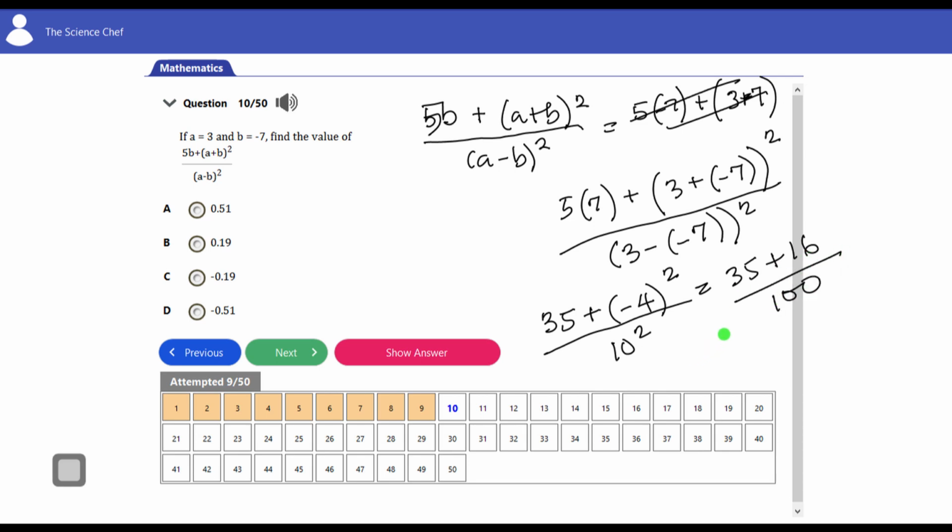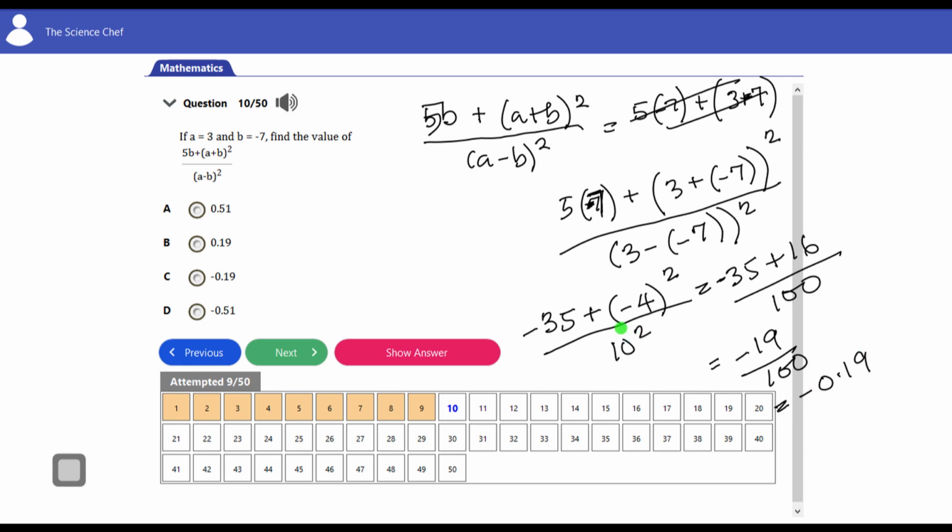Now 35, no, it's not 35. Sorry. This is minus 7. This should be minus 7. When you have questions like that, you have to be very careful of your signs, please. 5 times minus 7, that will be minus 35. This is minus 35 plus 16. Minus 35 plus 16 gives us minus 19. Minus 19 over 100 expressed in decimal is minus 0.19, which is option C.